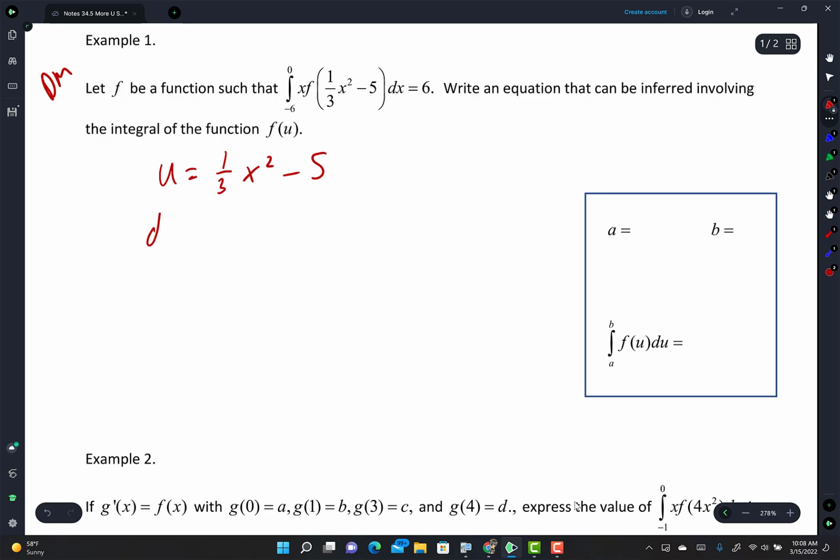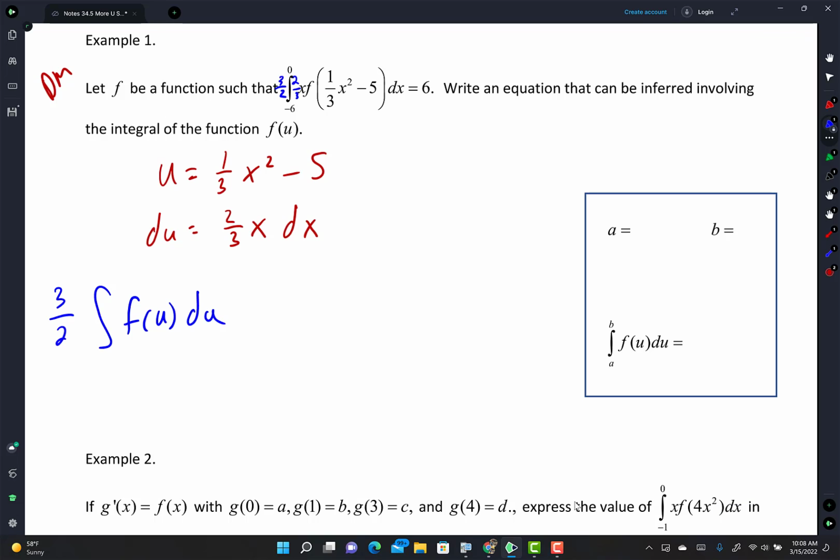So I'm going to write du has to equal 2/3 x dx. Are we okay so far? Okay, so here's what I see. I don't have a 2/3 x dx. Remember, all this is a product. So I'm going to put a 2/3 in the front. If I put a 2/3 in the front, I need to put a 3/2 in the front of that. So 3/2 integral. I'm going to have new limits. And at the moment, it looks like f of u du. Are we still all right?